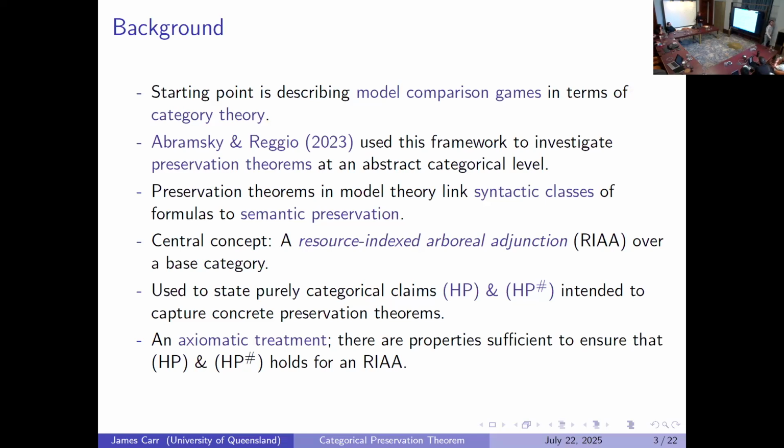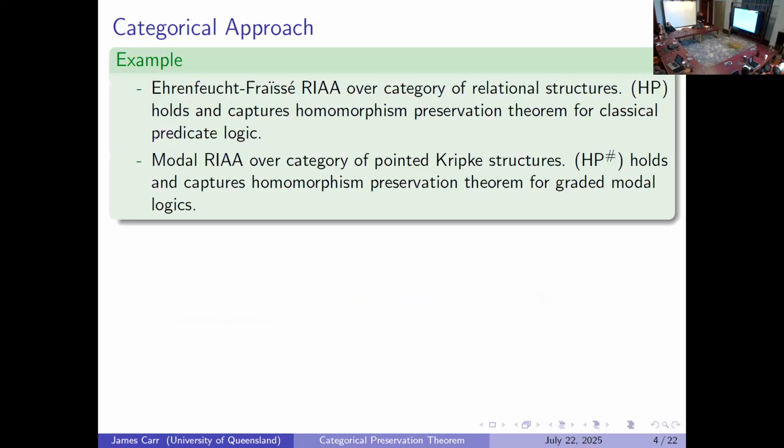And so on the one hand, this lets you recover known results already, but then also, this is why it provides a potential proof method for proving new ones. So the two main examples they have in their paper, one is the Ehrenfeucht-Fraïssé resource index arboreal adjunction. And this is over the category of relational structures.